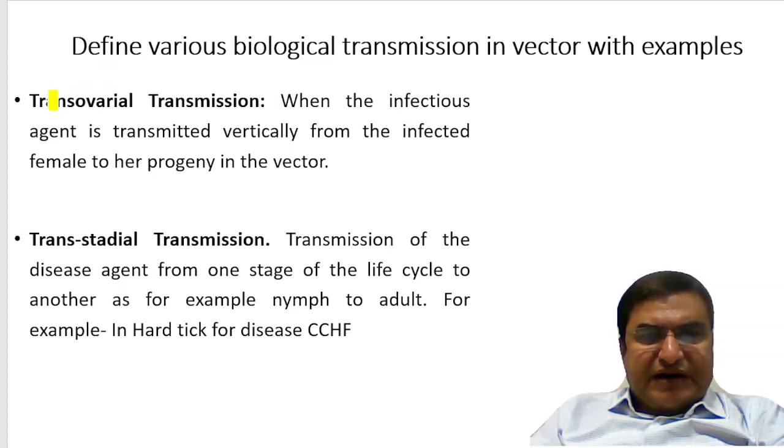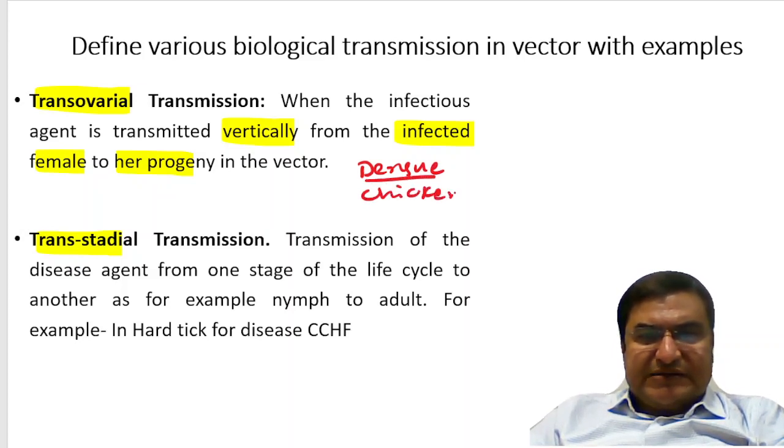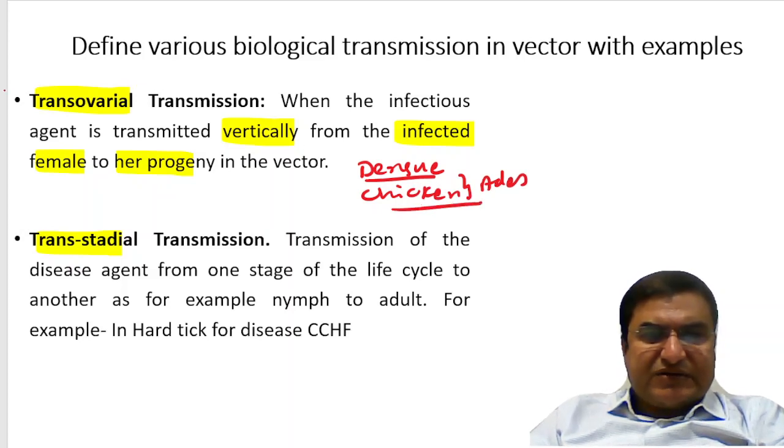Two more types of biological transmission also happen. One is transovarial and another is transstadial. What happens in transovarial? The infectious agent is transmitted vertically from the infected female to her progeny in the vector. What is the example? Dengue virus or chikungunya virus in Aedes mosquito. Okay, here we see the transovarial type of transmission.